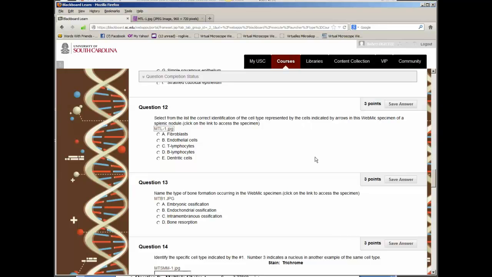Okay, here we have question 12. Select from the list the correct identification of the cell type represented by the cells indicated by the arrow. So the choices now are fibroblasts. Now you should be thinking, okay, flat nuclei, endothelial cells, yes, really flat nuclei. T lymphocytes, round nuclei. B lymphocytes, round nuclei.